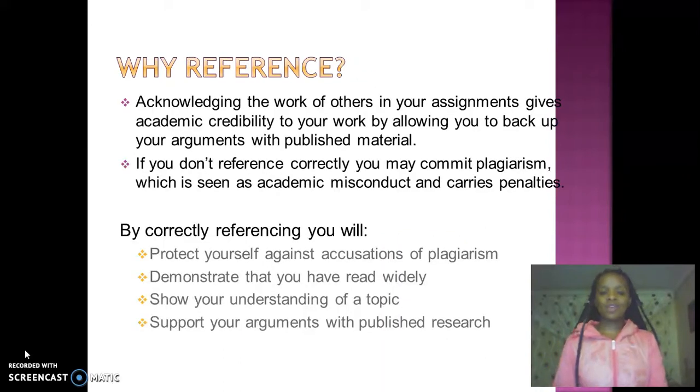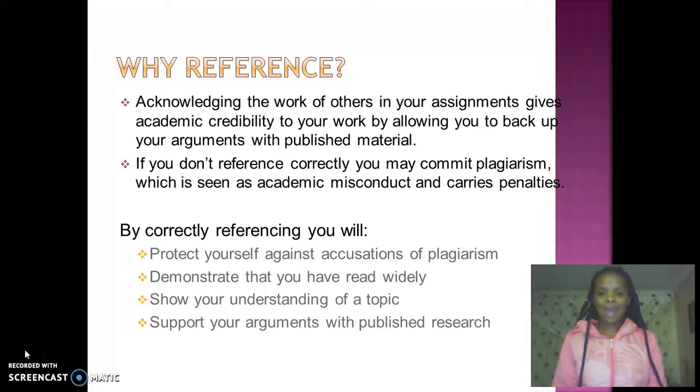So why referencing? You are basically acknowledging the work of others in your assignment, and it also gives you academic credibility. It also allows you to back up your argument with works that have been published before by other authors. And if you don't reference correctly, you may commit plagiarism. In my next tutorial, I'll be talking about plagiarism, so you understand when I say you commit plagiarism, and it's seen as misconduct and carries penalties.